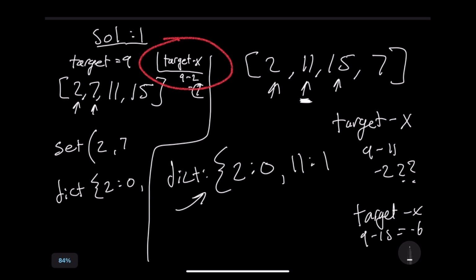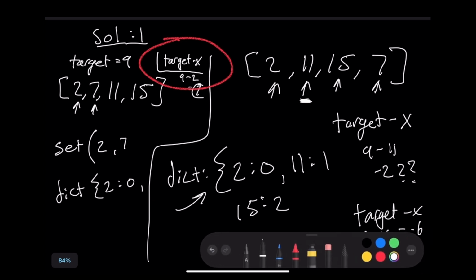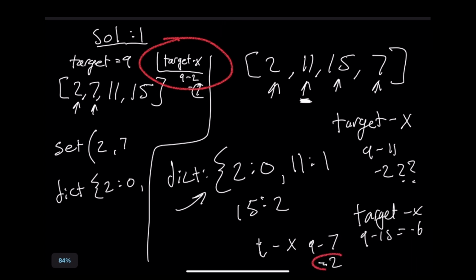Is that in the dictionary? No, it's not. So we can add 15 as index 2. And then finally we get to 7, and we say, okay, I'll abbreviate this as t, is target minus x in the dictionary? That would be 9 minus 7, which is 2. And then we would say, oh, okay, 2 is in the dictionary, and it's at index 0.